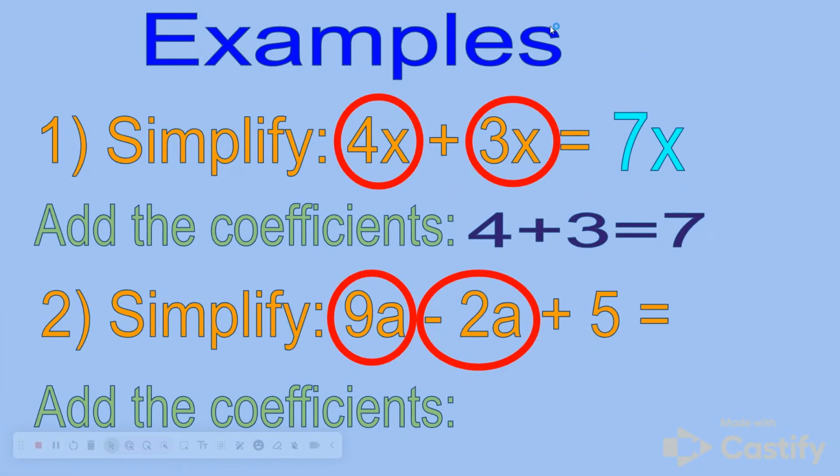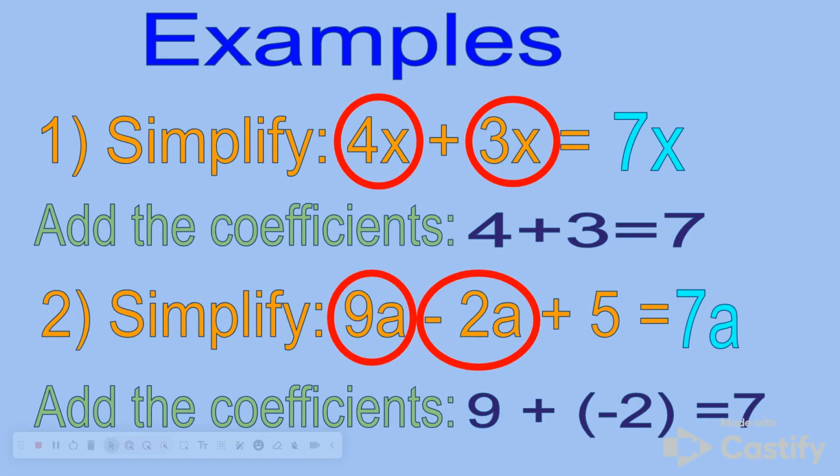Now, one very important thing we need to remember to get these correct is the sign in front of the number goes with the number. This is not 9 plus 2a. This is actually 9 plus negative 2, or 9 minus 2 if you want to look at it that way. It's a positive 9 and a negative 2 going together. So we actually have 7a when we combine those like terms. Because it's 9 and negative 2, or 9 minus 2.